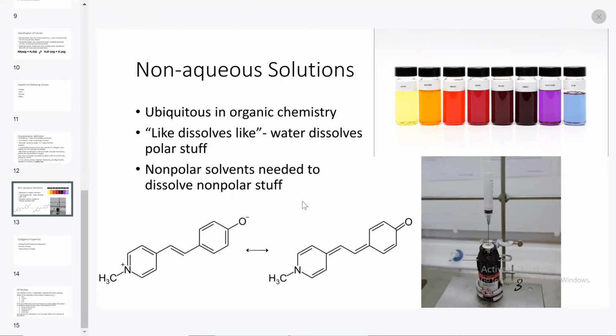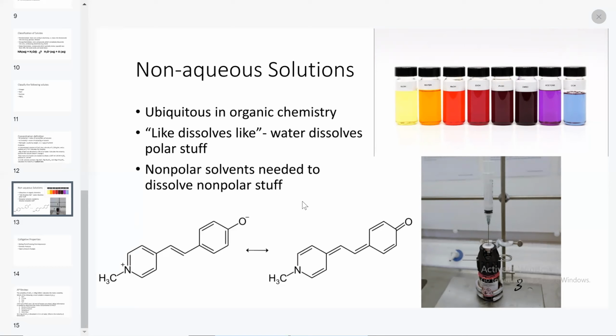Even in organic chemistry, we see very strange solvents like liquid HF, liquid SO2, or glacial acetic acid. So these non-aqueous solutions appear all the time in all different fields of chemistry, because not everything dissolves in water. If you've ever tried to make a vinaigrette, which is made by mixing oil and water, you know that they don't mix. You have to shake it quite a lot to get it to kind of mix.